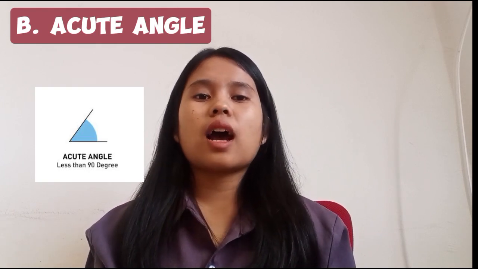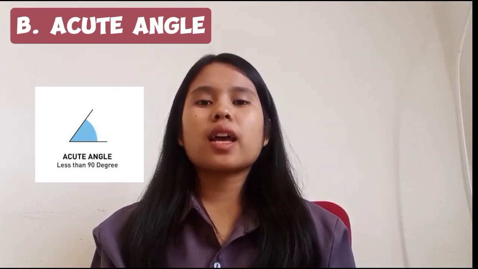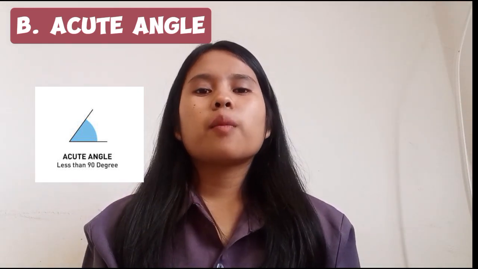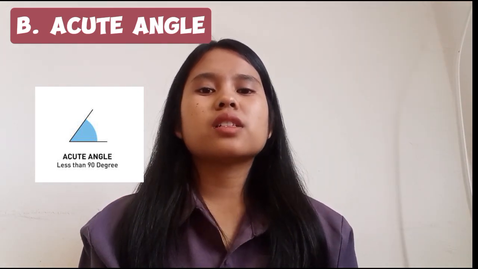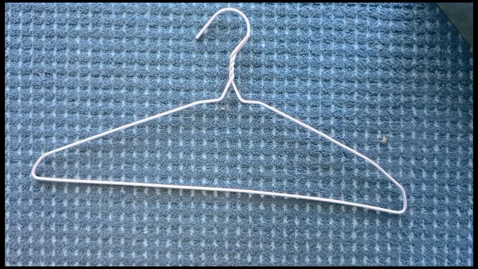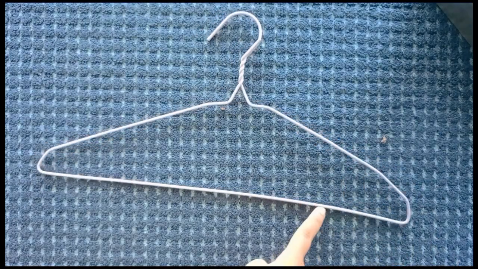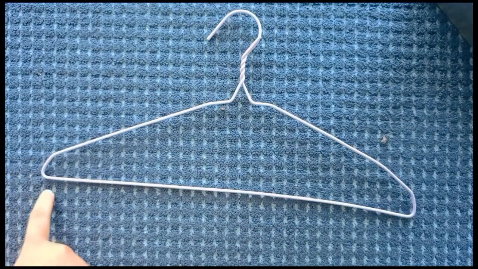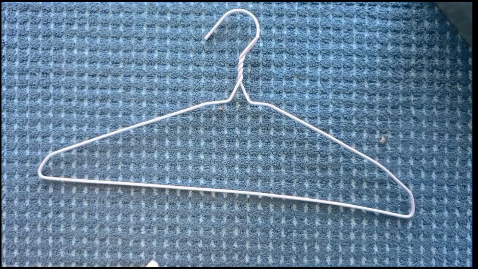The second, acute angle. Acute angle is an angle whose measure is less than 90 degrees. Mathematically expressed as 0 degrees is smaller than alpha is smaller than 90 degrees. An example is a hanger. Surely you are very familiar with this object, right? This part and this part on the hanger form an angle. Do you know what angle? Yes, that's right, acute angle.